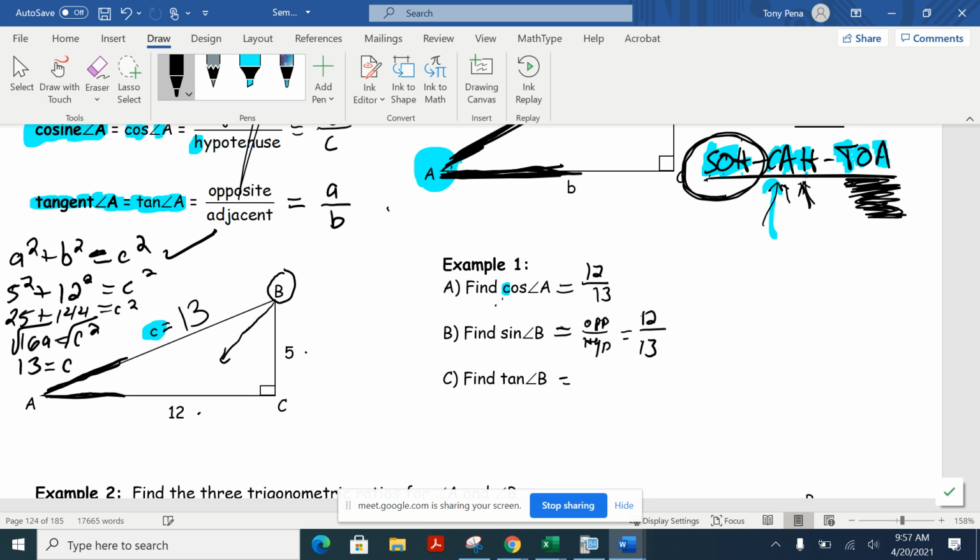So what does T stand for? What does O stand for? What does the A stand for? And you're going to write that. And make sure you're doing it with angle B.